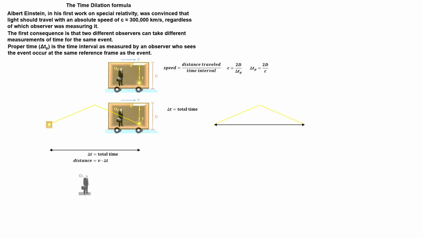Look at the triangle. The distance from the floor to the mirror is c times half of delta t. By the time the light reaches the mirror, the wagon has moved to the right a distance v times half of delta t. To obtain a relationship between the time intervals measured by these two observers, it's convenient to examine the right triangle and apply the Pythagorean theorem. We will rearrange this equation and solve for delta t. Pay attention.